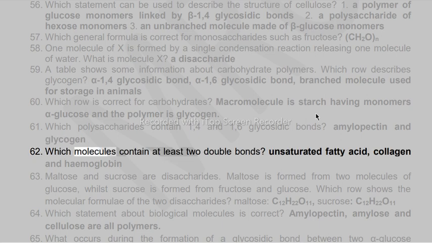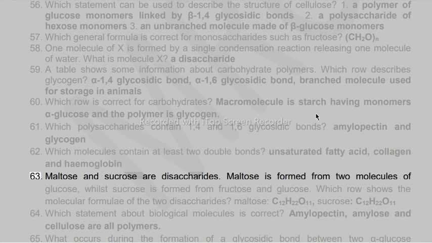62. Which molecules contain at least 2 double bonds? Unsaturated fatty acid, collagen and hemoglobin.